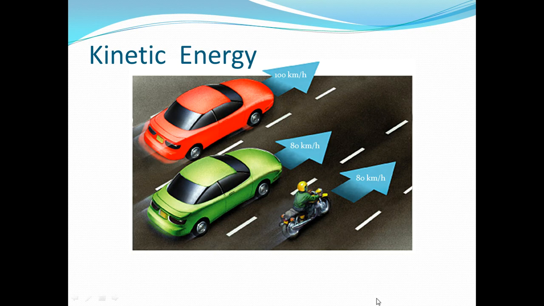Now, if we were to compare the green car to the motorcycle, notice that their speeds are the same. So which of these has more kinetic energy? If you answered the green car, you'd be correct. The green car has more mass that it moves. That's why a motorcycle uses less energy.